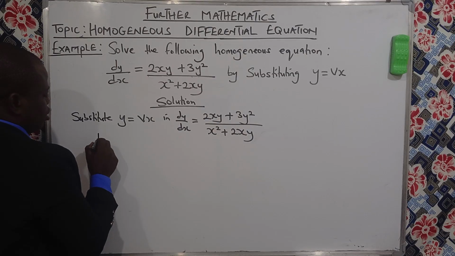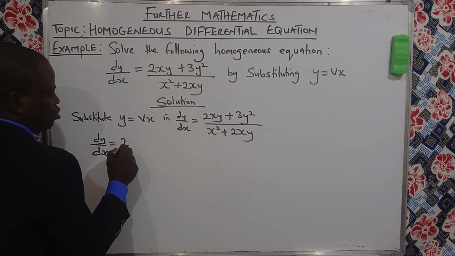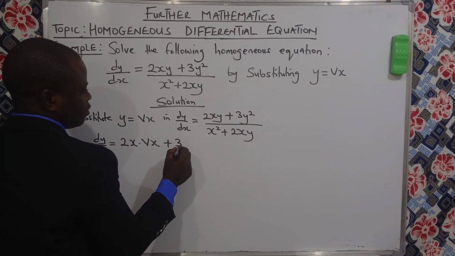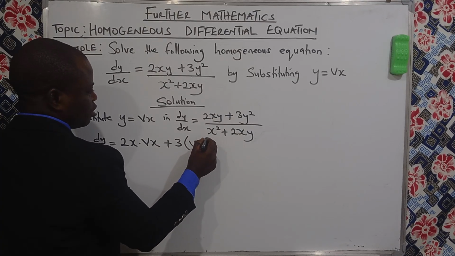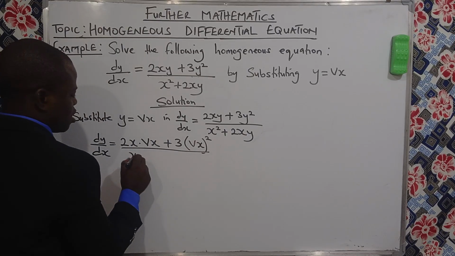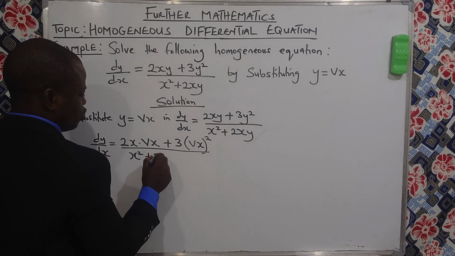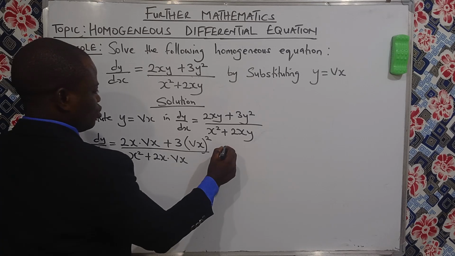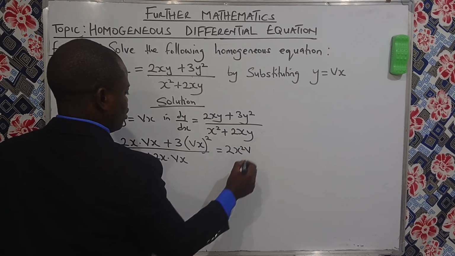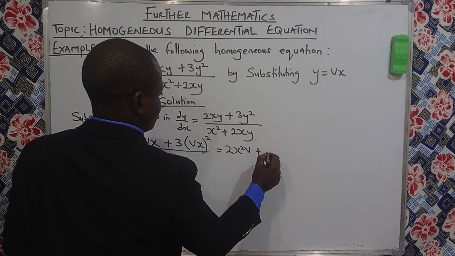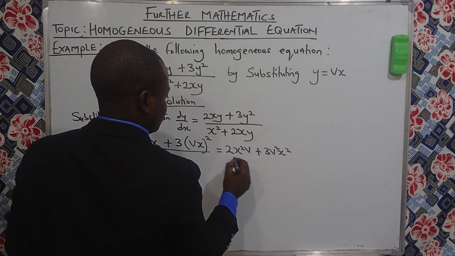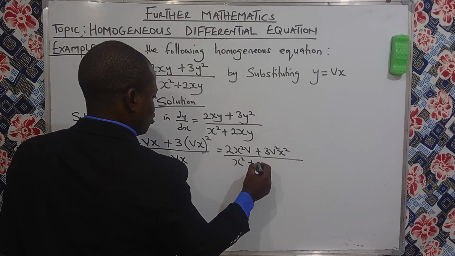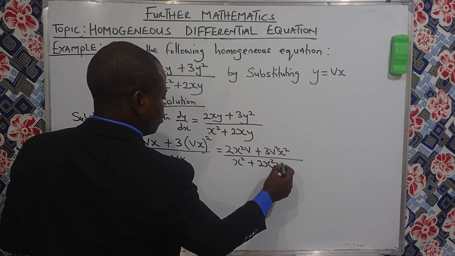Let's do our substitution. dy over dx equals 2x multiplied by vx. I'm substituting it now, plus 3 times vx in brackets squared over x squared plus 2x multiplied by vx. Now we have 2x squared v plus 3v squared x squared over x squared plus 2x squared v.